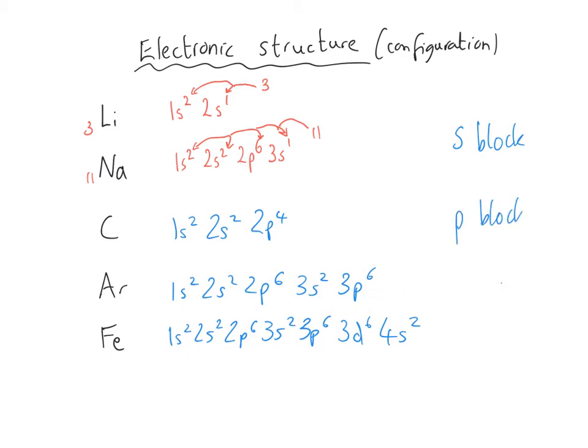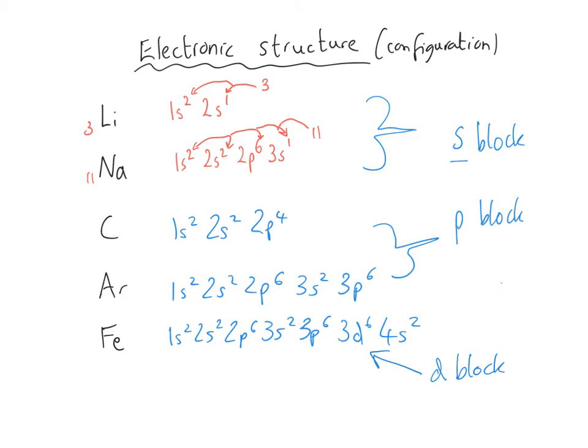Last of all, to do with these electronic structures, we can indicate something about our elements that we have been looking at, and we can refer to them by the identity of their outer electrons. So lithium and sodium are referred to as s-block elements because their outer electron is in an s sublevel, and carbon and argon are referred to as p-block elements for the same reason. Their outer electrons are in a p sublevel. Iron is referred to as a d-block element because its outer electrons are in a d sublevel. It's got an incomplete d sublevel, which is one of the characteristics of the transition elements.